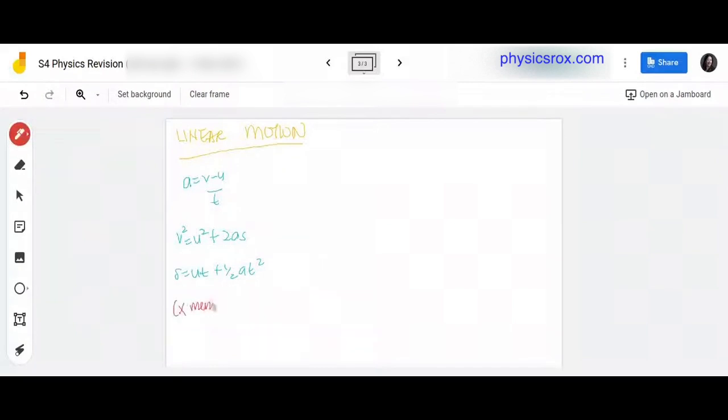What you probably need to memorize is what each symbol represents, all right? Like what is a, what is u, what is v, what is t, what is s. If you don't know what they are, then just memorize them, okay? But it's very easy. Remember, a is acceleration. u is initial velocity. v is final velocity. t is time, s is displacement.